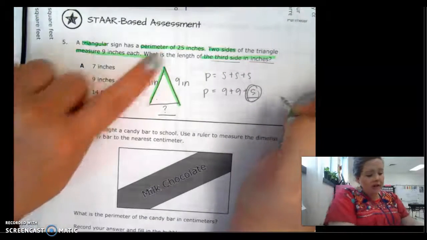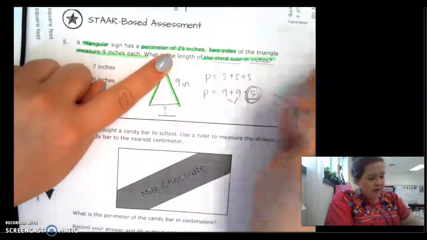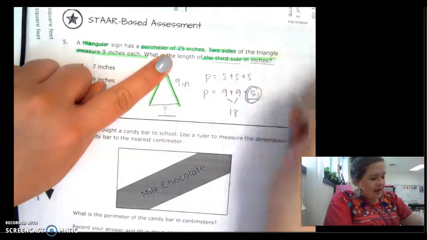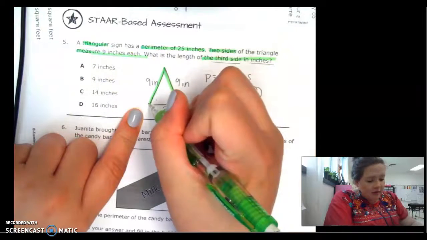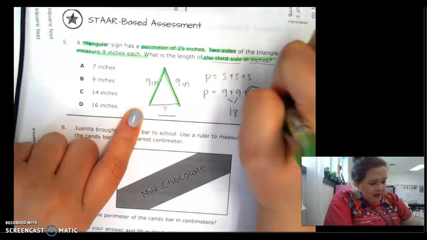But I know that my total is 25. 9 plus 9 equals 18. I know that so far, this one and this one equal 18 of my total 25. 25 minus 18.